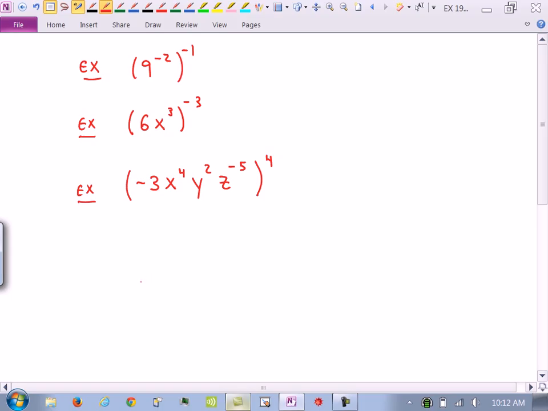I do want to point out something on the last one once you get it written down. There's actually a couple of things I want to point out. The first thing about the last one is that you have a product inside the parentheses. How many factors do you have, though? You have the negative 3, the x to the 4th, the y squared, and then the z to the negative 5. So you actually have 4 of them, but that's okay because if you follow the rule, it should do the same thing that happened with 3.